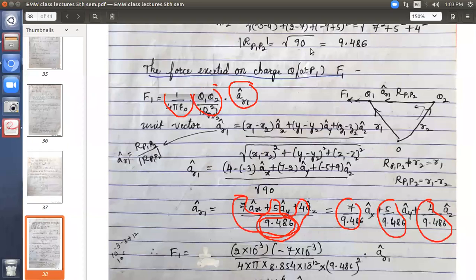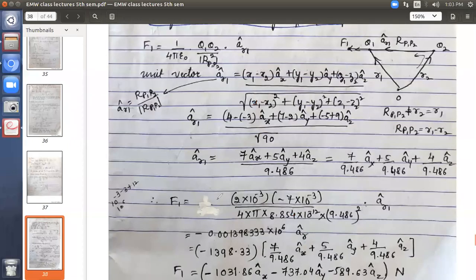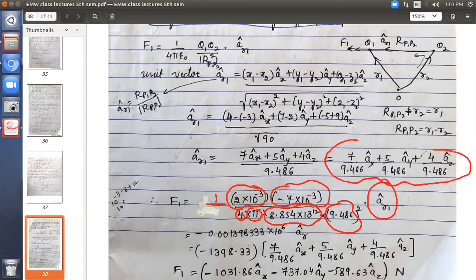So let's do that. The force F1 is given by, you can see here, 1 divided by 4 pi epsilon naught. I have written here 8.854 into 10 to the power of minus 12. Charge Q1 into Q2. Here I have written 2 into 10 to the power of minus 3, millicoulomb, then Q2, which is minus 7 millicoulomb, Q1 Q2 divided by R square, the distance square, into a R1. As a R1 is a bit bigger, let me keep it like that. I will put that at the end.